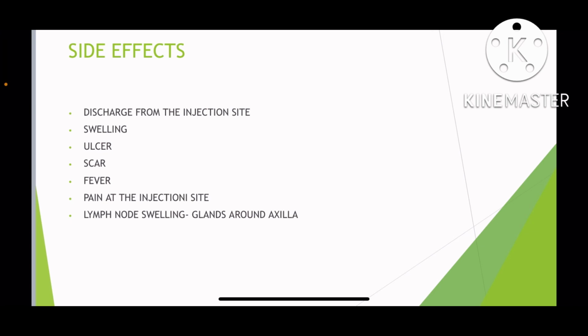Many times with the BCG vaccine, the lymph nodes in the surrounding area get swollen. Like in the axilla, we have multiple lymph nodes. Those lymph nodes can also become swollen, so you may feel bulging of the axilla because of this lymph node enlargement. So these are some of the common side effects of the BCG vaccine.